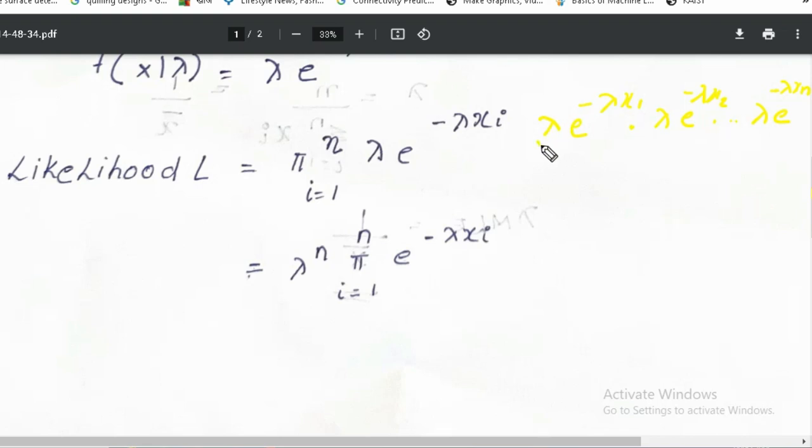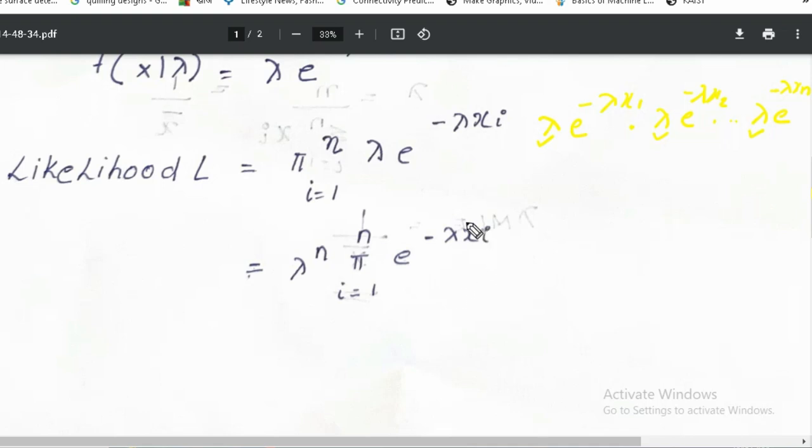You can see that lambda is common in all these terms, so you can take lambda raised to n outside, which I have done here. Then the next thing is the product from i equals 1 to n of e raised to minus lambda xi. Fine. So, understood how we got the likelihood L?